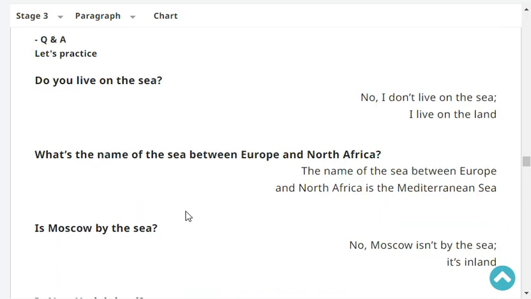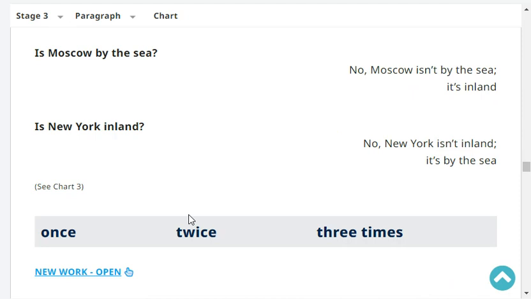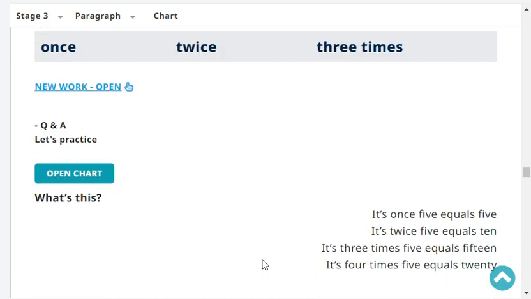Is Moscow by the sea? No, Moscow isn't by the sea. It's inland. Is New York inland? No, New York isn't inland. New York is by the sea. Very good. Okay, next.